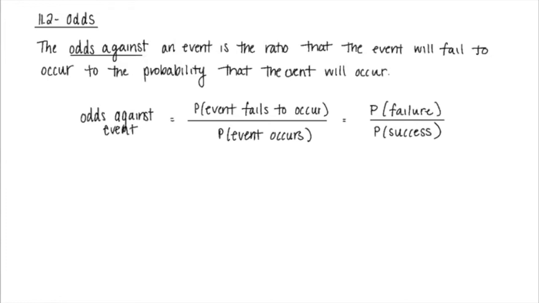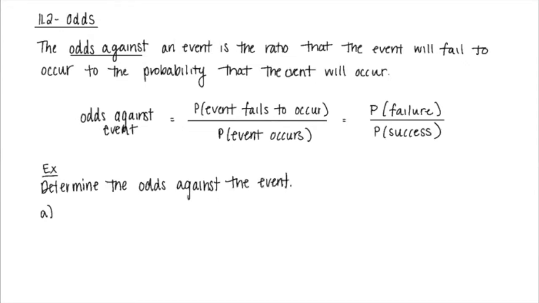When we deal with probability in favor, or odds in favor, we're just going to flip that. So success is going to go in the numerator, failure in the denominator. So let's try an example. Let's determine the odds against the event. We'll do two examples. We'll determine the odds against rolling a 4 on a standard die.